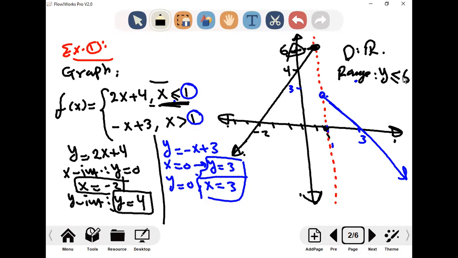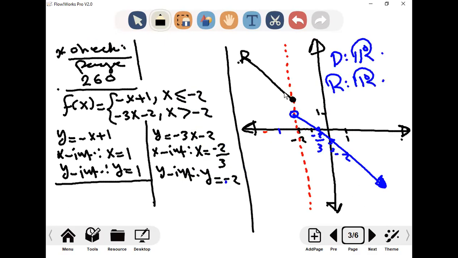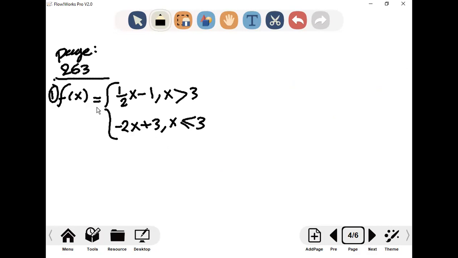Okay? This is the example. But in the check, look at the check. Do we have values going forever up or down? No. All of it goes down forever and up forever. So the domain and range are both all real numbers. Okay? Do this question now as practice.